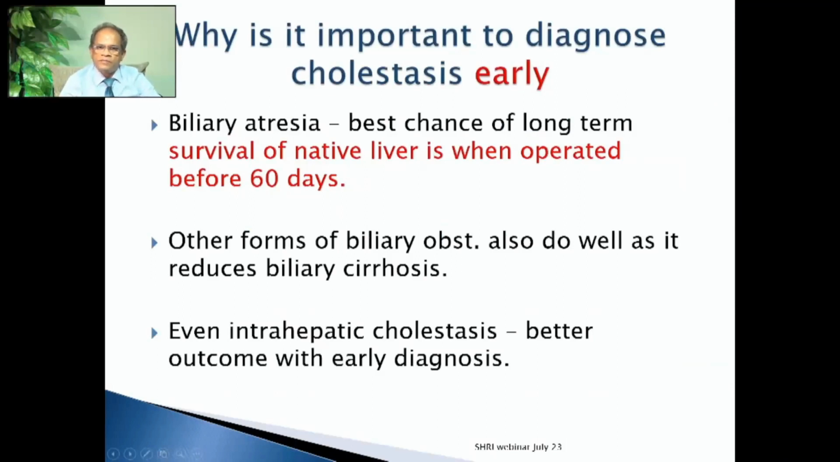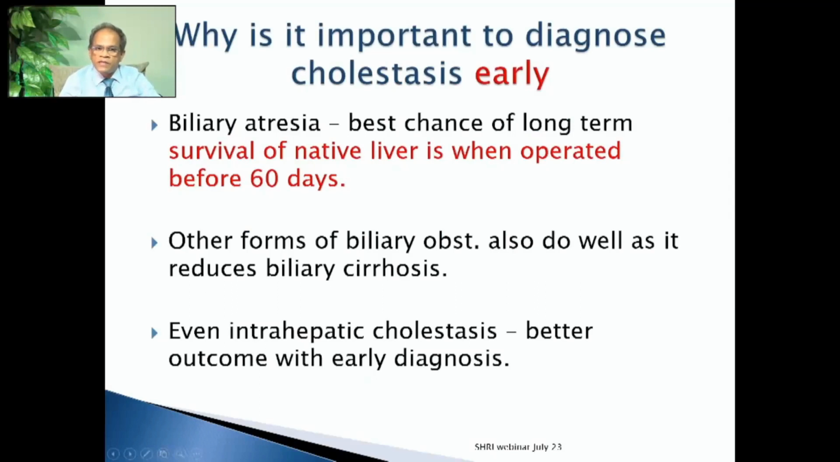But if you operate it beyond the 3rd month, the prognosis is very, very bad, and you will eventually need a liver transplantation in those babies. And also, even other forms of biliary obstruction do well, because if you diagnose biliary obstruction early, then you can reduce biliary cirrhosis by various interventions.